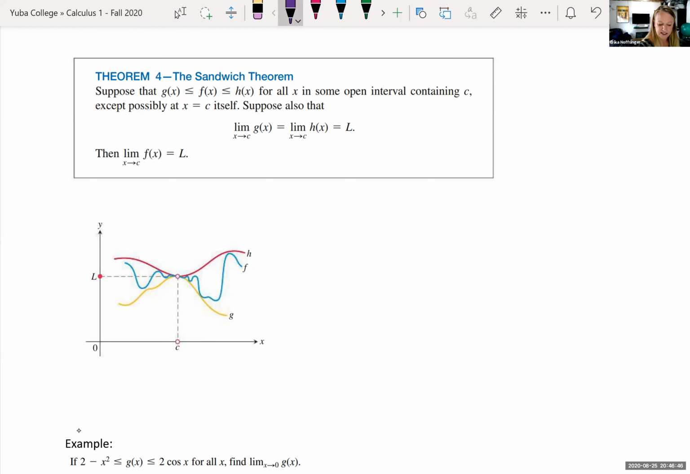Expect possibly at x equals c itself, and suppose also that the limit as x approaches c of g of x, the function below, is the same thing as the limit as x approaches c of h of x, the function above. Then we can say the function in between would have to go to the same limit.